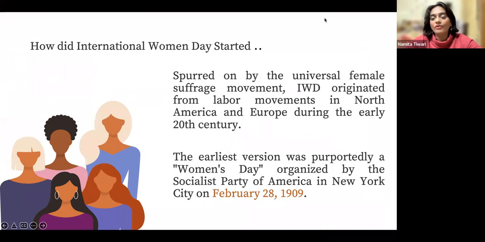It started off somewhere in 1909, and it started off with a female suffrage movement, which is around the labor movement in North America and Europe during the early 20th century. The earliest version was supported or organized by the Socialist Party of America in New York on 28th of February 1909. So this is how it started, but there is a huge history around it.